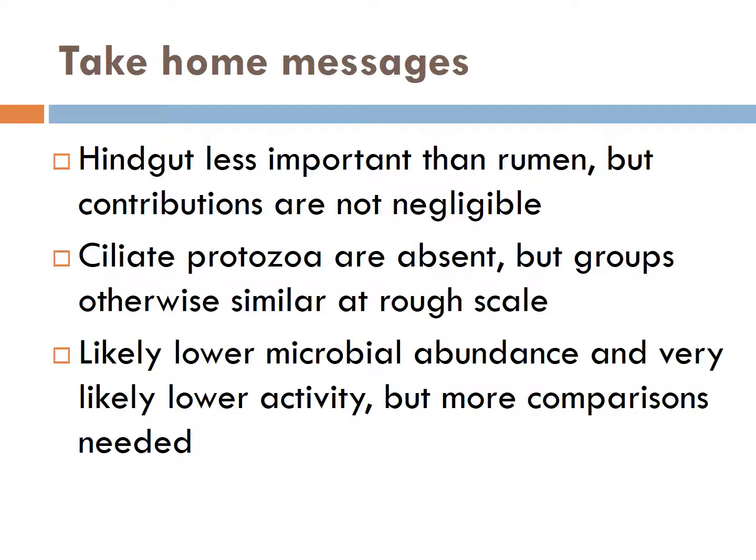For this lecture, the take-home messages are that the hindgut is less important versus the rumen for fiber digestion and short-chain fatty acid production, but the contributions still are not negligible. Ciliate protozoa are absent from the hindgut, but groups are otherwise similar, at least at a rough scale. The hindgut likely has lower microbial abundance, and it very likely has lower activity, both towards fiber and for methane production, but more comparisons are needed.